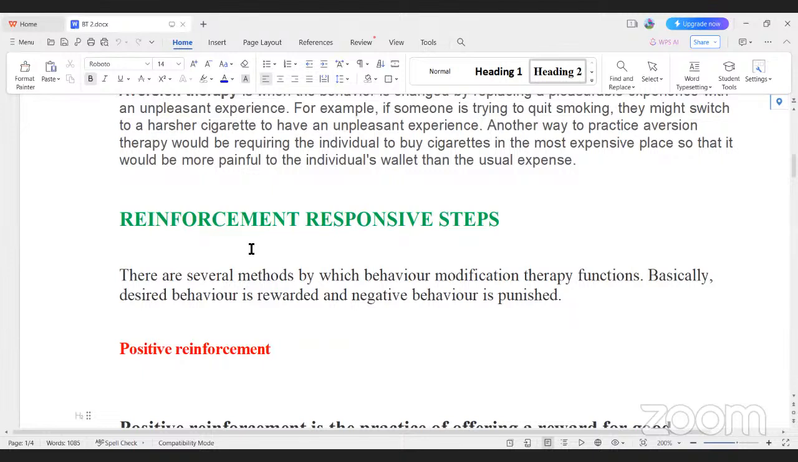Is the screen also visible to you? Yes, sir. Clear.